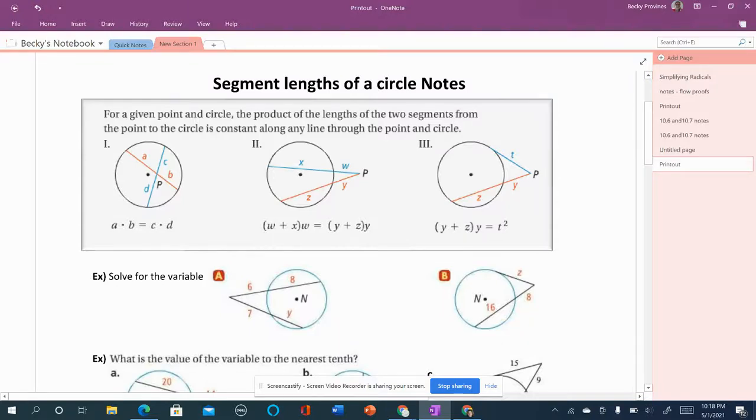Hi, we're going to go through the segment length of circles today. We're going to go through 3 theorems to start. Now, each time it's a different situation. With situation number 1, or theorem 1, we have 2 chords that intersect.